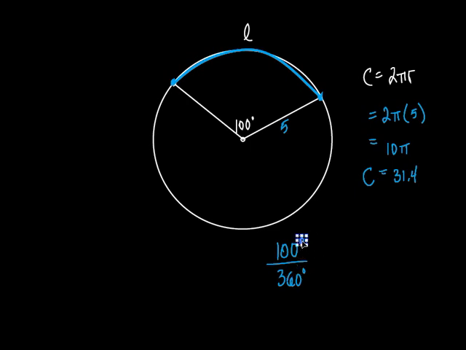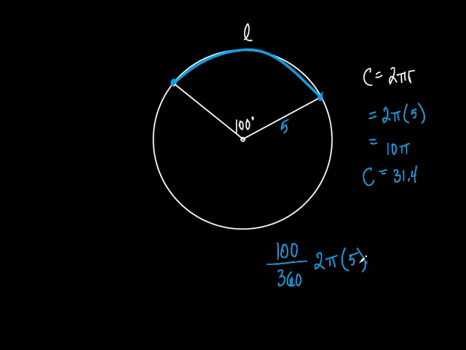So that's what I do. I go 100 over 360. You don't even need the degree symbols there, I just do that by force of habit. But all you need is 100 over 360, and then what? 2 pi r. In this case, the r is 5. So that's how we find the distance around here.